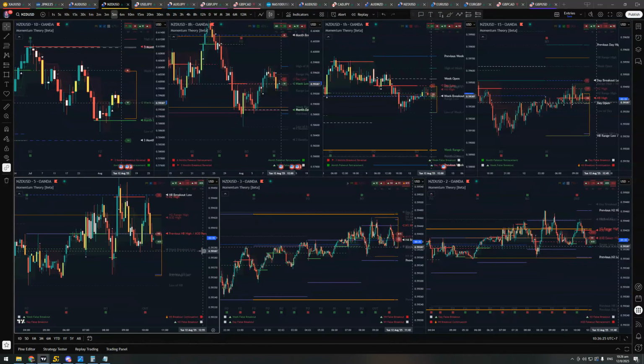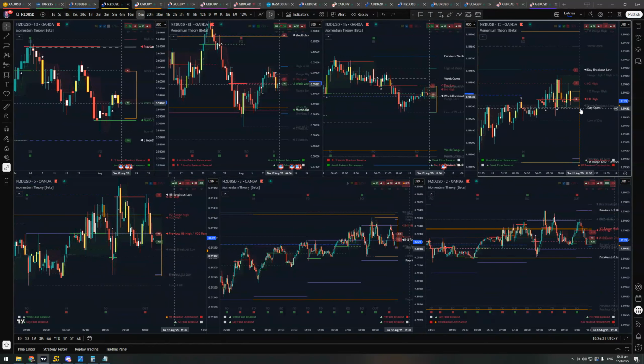So we have the weak breakout level over here. Probably look for an entry as price gets below here, or maybe the daily open, since I don't want to trade right into levels. So maybe at the daily open would be better here.